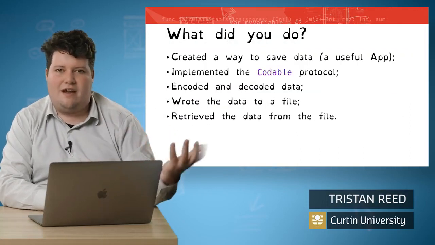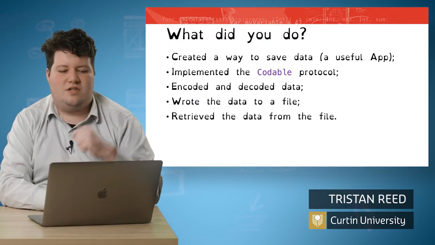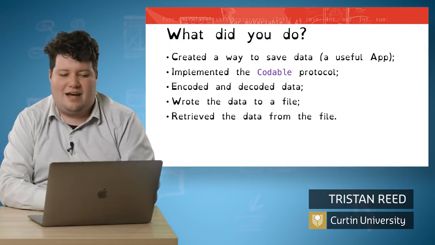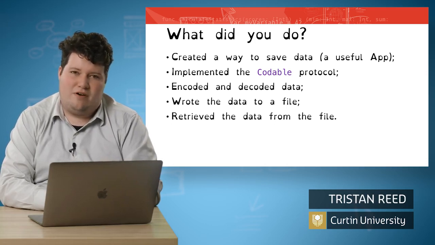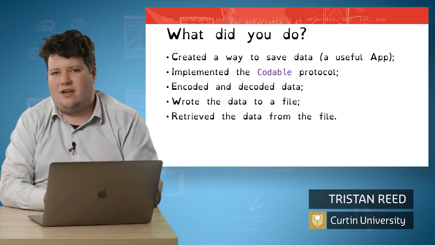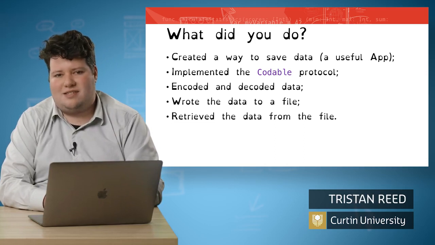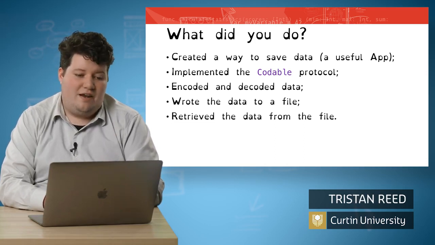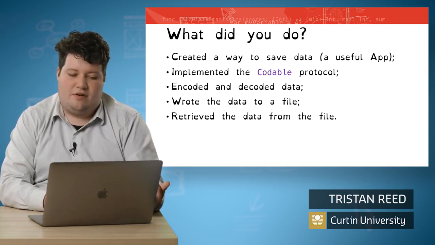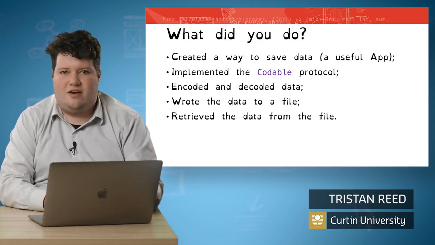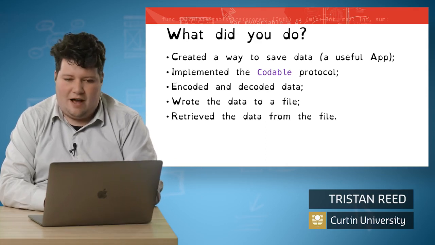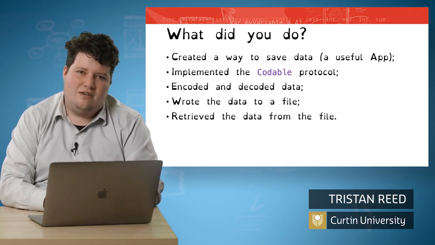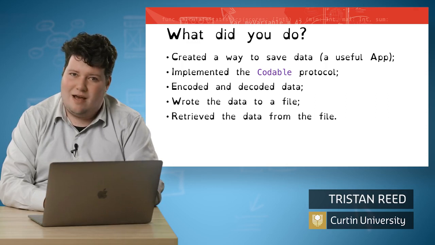So that's quite a lot to take in. Let's go and think of it again from start to finish. What did we do? We created a way to save data for creating a useful app. We implemented the Codable protocol, which allows us to encode and decode data such that we're able to save it to a file. So we then learnt how to use, based on the Codable protocol, the encoding and decoding methods, and then how to take that data, write it and read it from a file. Now we're going to go and look in some exercises or some screencasts about how we can do that in an example within Xcode.